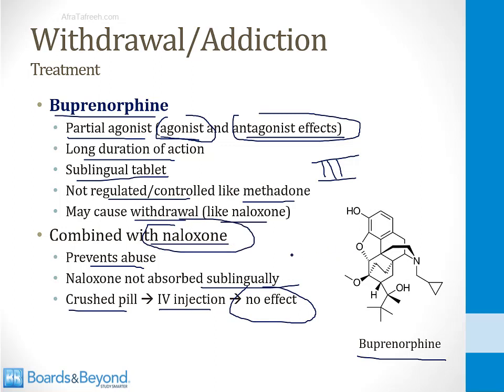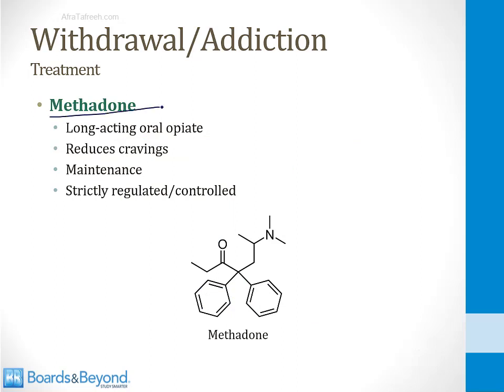of buprenorphine. Methadone is another medication that can be given to patients who have opioid use disorders in order to limit the likelihood of a relapse. It is a long-acting oral opiate, and it reduces the cravings among people who have an addiction to either heroin or to morphine or some other opioid. It's given as what's known as maintenance therapy, so patients take it every day in order to limit the cravings and make it less likely that they will relapse.